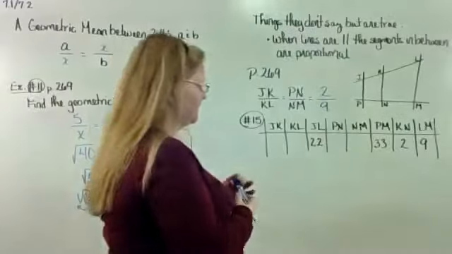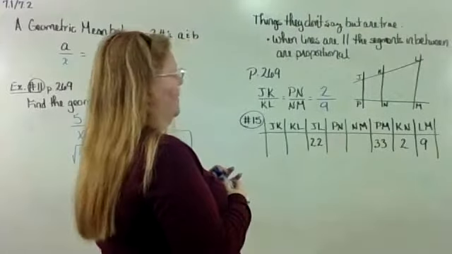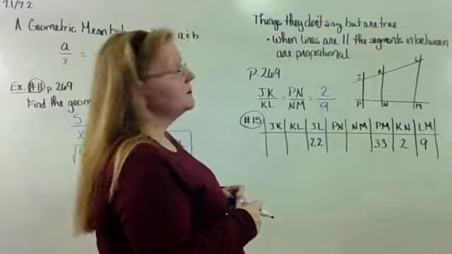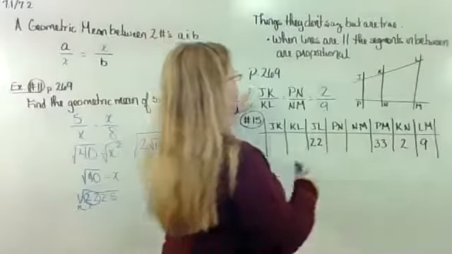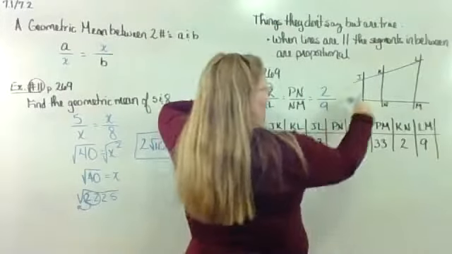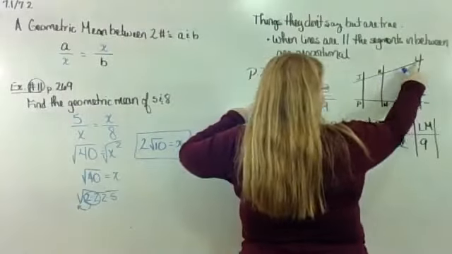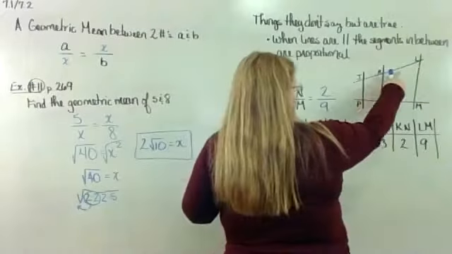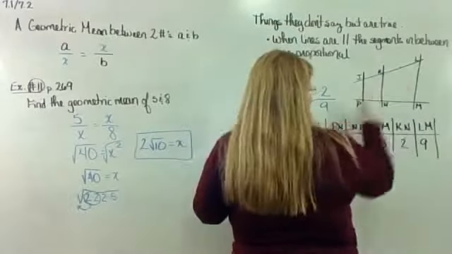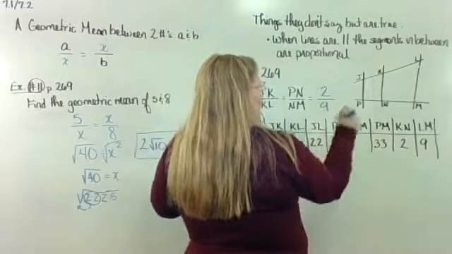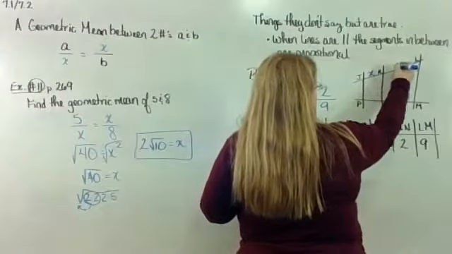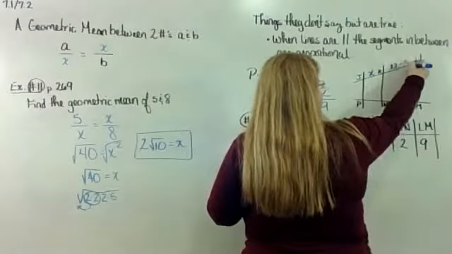Okay. That's going to make this a little bit difficult. Basically, if I look at JK, that's this segment right here, and KL, that's this segment right there, I know that JK and KL have to add up to JL. So this one plus that one has to equal 22. So if I were to let this one be X, that one would have to be 22 minus X.